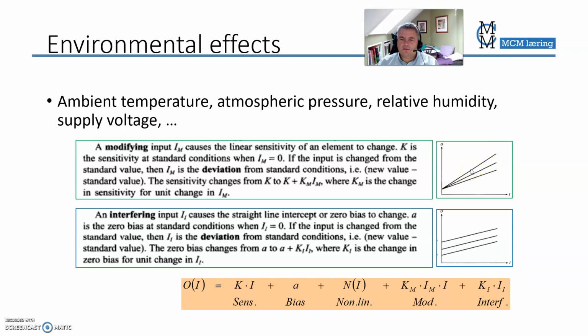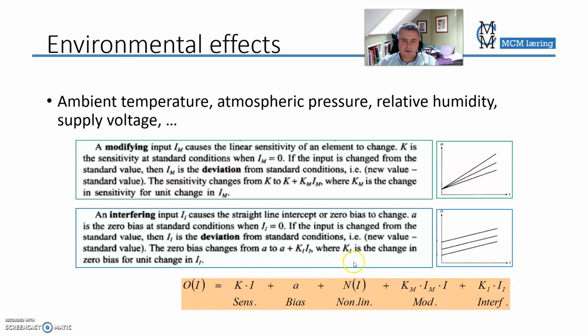On the other hand, interfering environmental effect, interfering in Norwegian is forstyrrende. So if you have an interfering environmental effect, that would influence the bias. So you have a parallel line here. Let's say that this one is at an ambient temperature of 25 degrees. If you increase that ambient temperature to 50, and remember, you still want to detect pressure. It's a pressure detector, but the temperature just outside the measurement system changes. If it goes to 50, that output would increase, and even more if it goes to 75. So you have a parallel change in the input-output relationship.